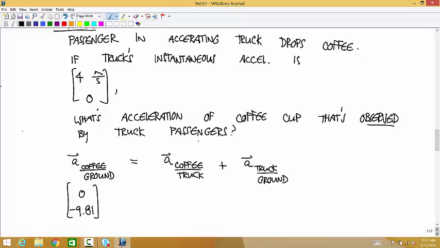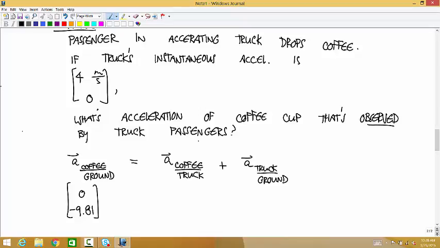Okay, so that's what's happening here. The coffee accelerating to an observer, like watching from. So if you're watching this truck go by, and somebody drops a coffee cup, it's going to look like it's in free fall. It's actually, to the observer, going to look like it follows a parabolic path because it has this initial velocity. But it's going to look like it's in free fall with an acceleration downwards of 9.81.